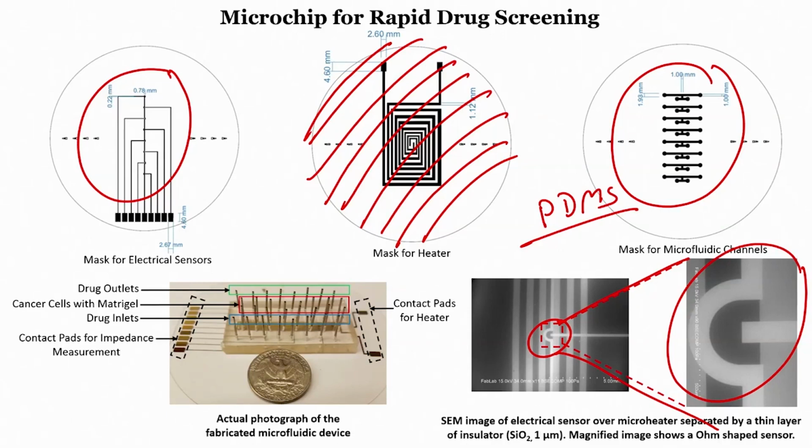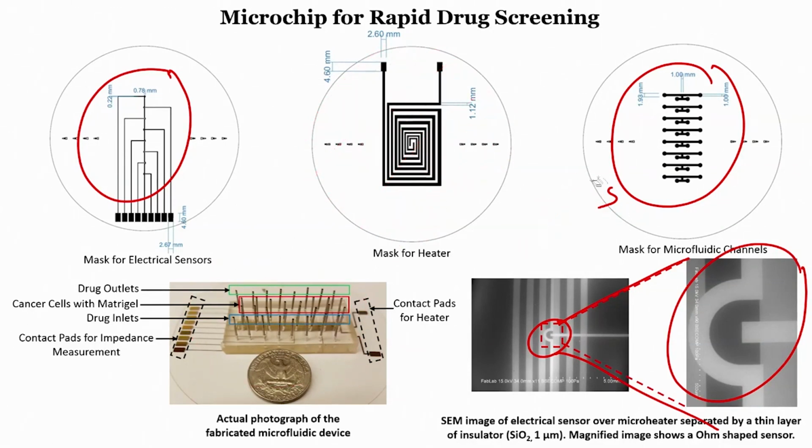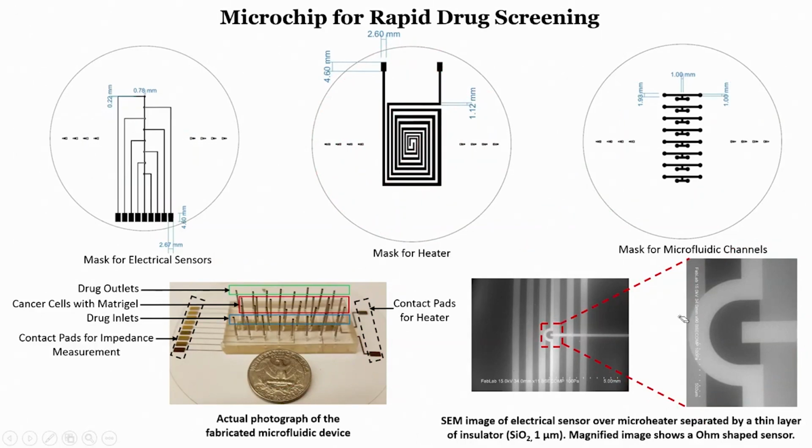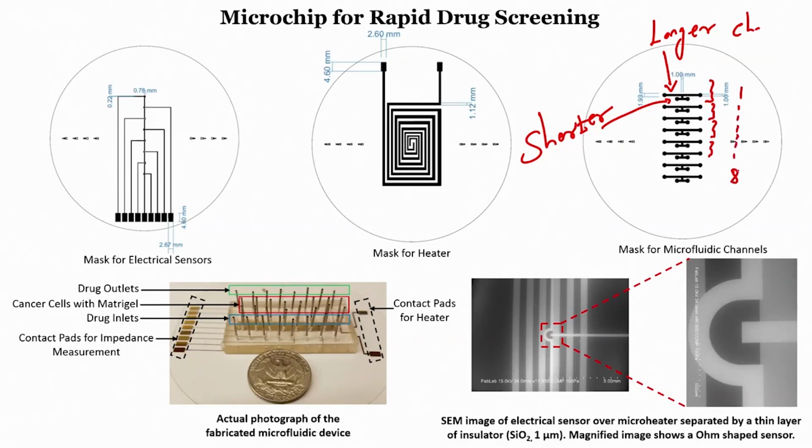So, we will be learning how to fabricate this particular microfluidic chip. If you see the chip, what you see here is a drug inlet. I will just draw it here. This one is your longer channel, right. This one is your shorter channel, small channel, right. So, just consider 1, then similarly there are 8, 1 to 8, alright.